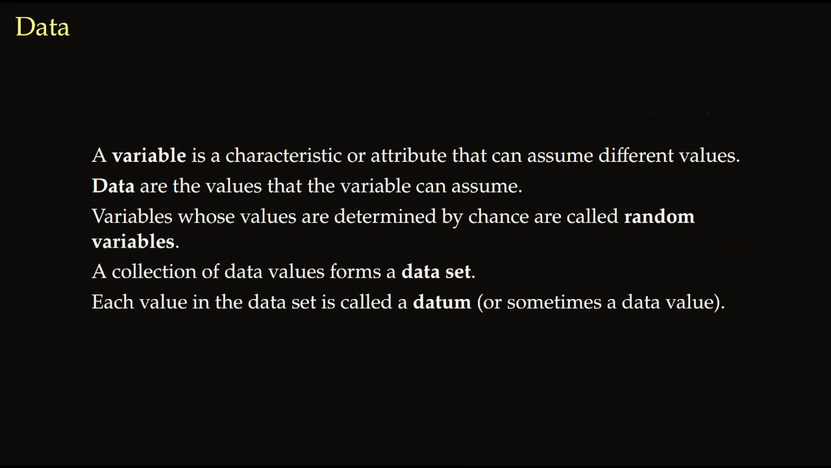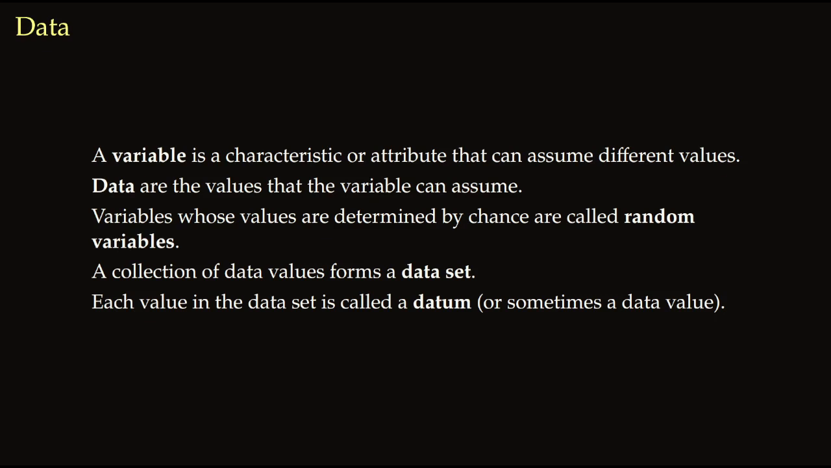But we have here: a variable is a characteristic or attribute that can assume some different values. Data are the values that the variable can assume. A random variable is determined by random chance. When you have a collection of data, you have a data set. A datum, or a data value, is the singular. Data is the plural.